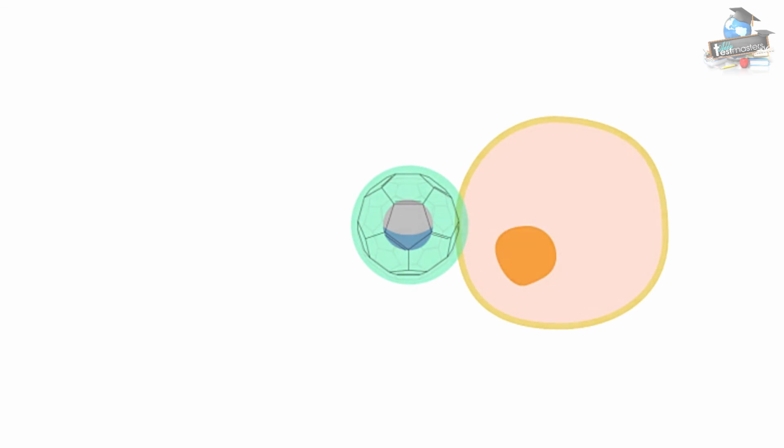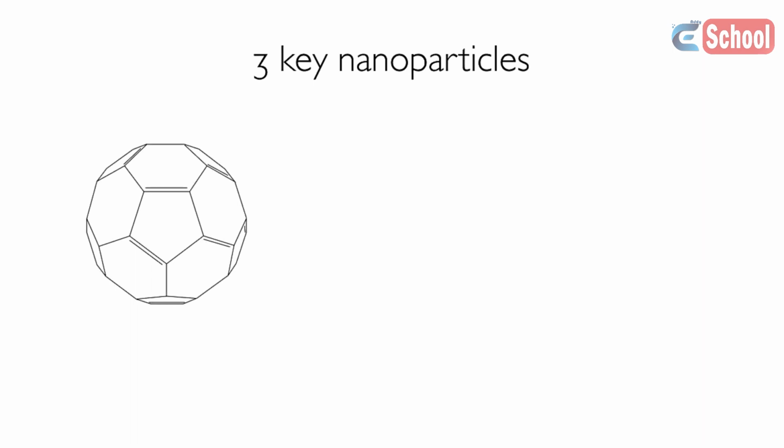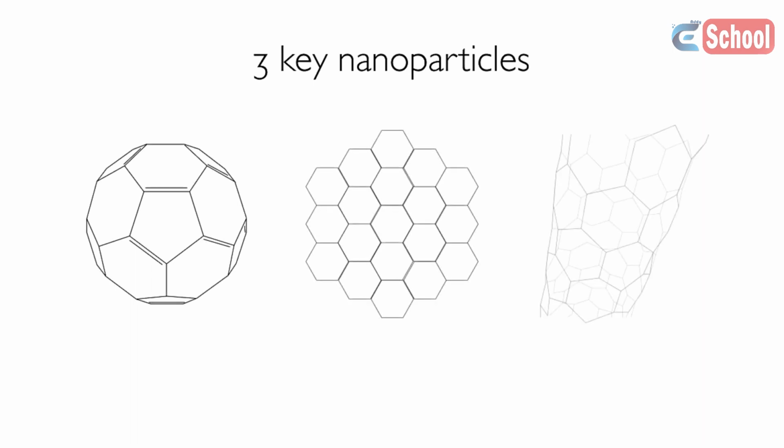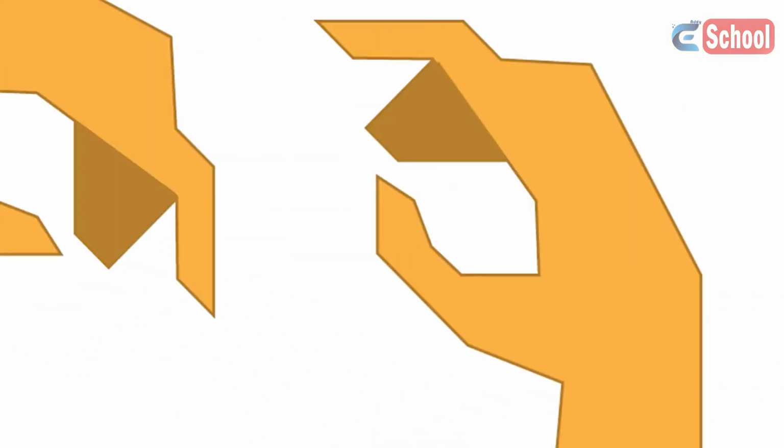In summary, there are three key nanoparticles: the Buckminster fullerenes, graphene and nanotubes. These nanoparticles have a wide range of potential uses for the future.